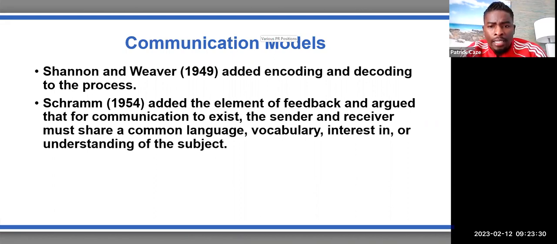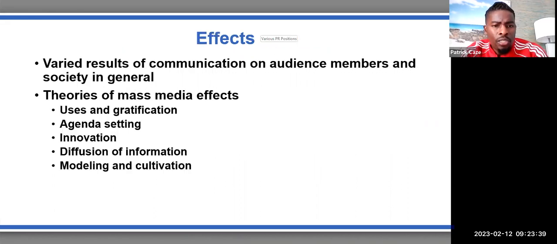Schramm, 1954, added the element of feedback and argued that for communication to exist, the sender and receiver share a common language, vocabulary, interest in or understanding of the subject. All right. So of course, if you want to communicate with somebody, there has to be a mutual language that we both agree with, that, okay, yes, we both know how to speak this language. We both understand the words within that language, and now we can communicate and come to some agreement or disagreement, whatever the case may be. But there has to be some common ground, right? And this is why the language barrier is an important aspect of communication, right?